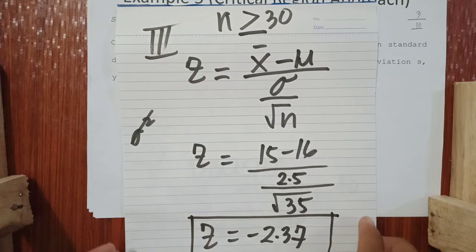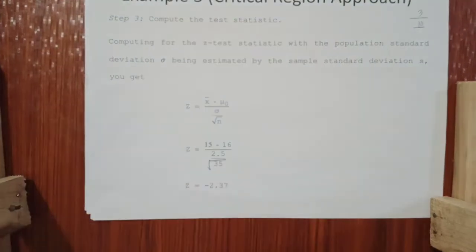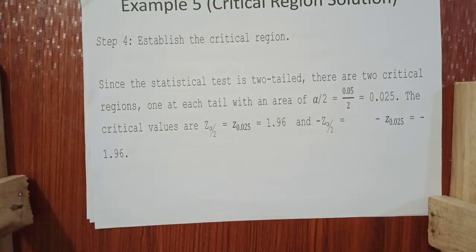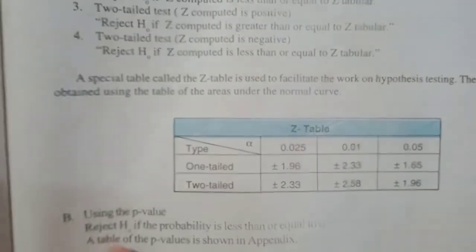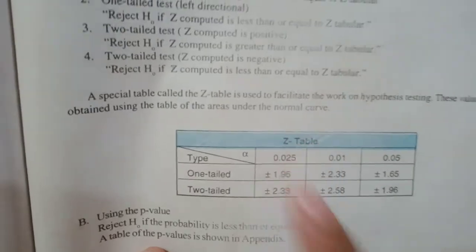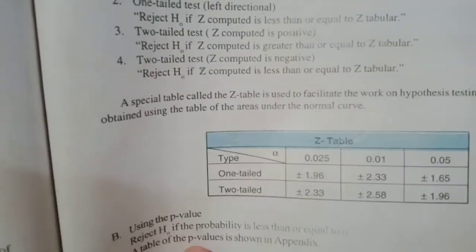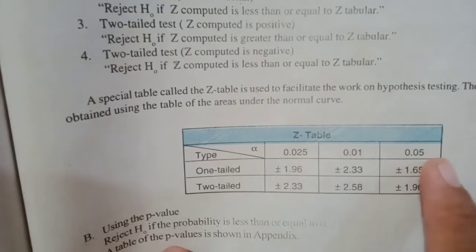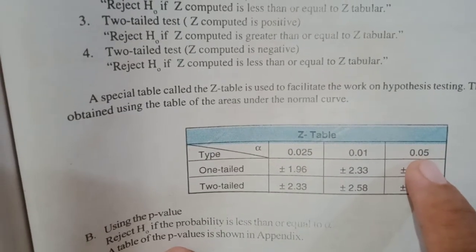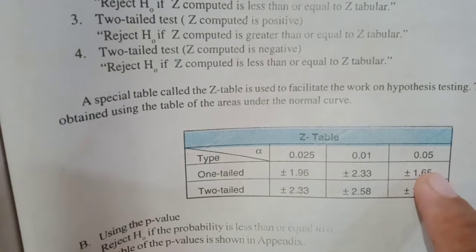So, pupunta tayo doon sa step 4. Okay, step 4 natin ay critical region. So, ang critical region, mas madali maintindihan. Sa critical region, meron na tayong Z table na may nakalagay na alpha. Ito yung alpha natin. Pakita ko. Ang alpha natin ay 0.05. Diba? Yun ang alpha natin.